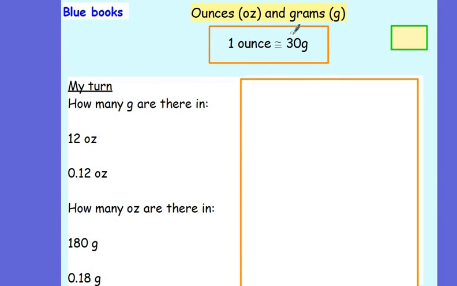So to go from ounces to grams, this time, if 1 ounce is 30 grams, I know I need to multiply by 30. And to go the other way, I know I need to divide by 30. In the same way as before, we multiplied by 2 and divided by 2. This time we're multiplying by 30 and dividing by 30. So 12 ounces is going to be 12 times 30 grams. And 12 times 30 gives me what, Rosie? Great, 360 grams.